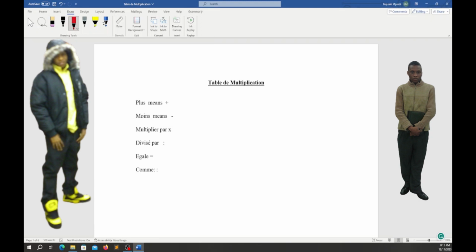So yeah guys, it's the math. This type of math is easy, really easy. So here we go. Plus means this one, okay? So we say plus, moins, this is the one, multiplié par is multiplication, divisé par, so if you want to divide, we use that symbol, okay? This one, égal, we use this one, comme, we use this one, okay?